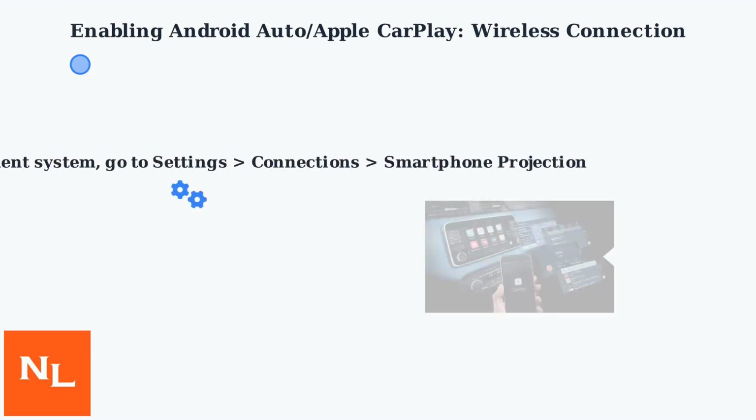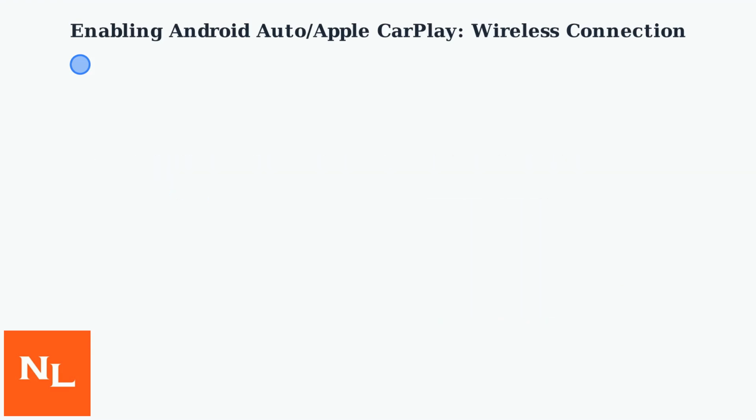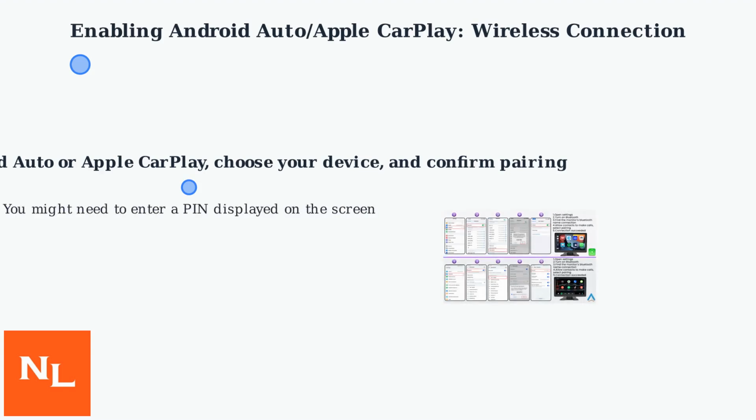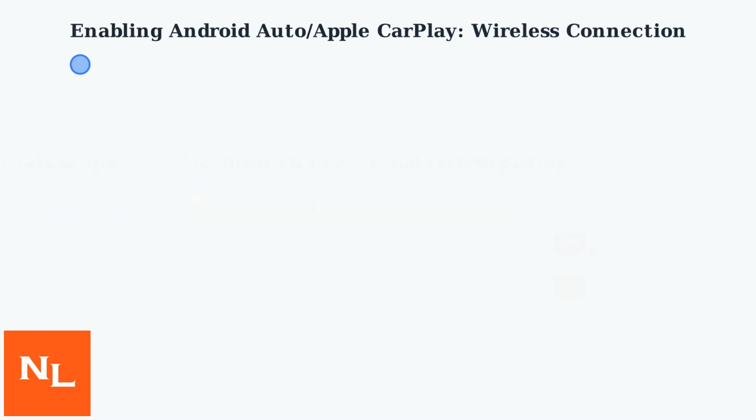Step 2. In the vehicle's infotainment system, navigate to Settings, then Connections, then Smartphone Projection. Step 3. Select Android Auto or Apple CarPlay from the options. Choose your device from the list and confirm the pairing. You might need to enter a PIN displayed on the screen.